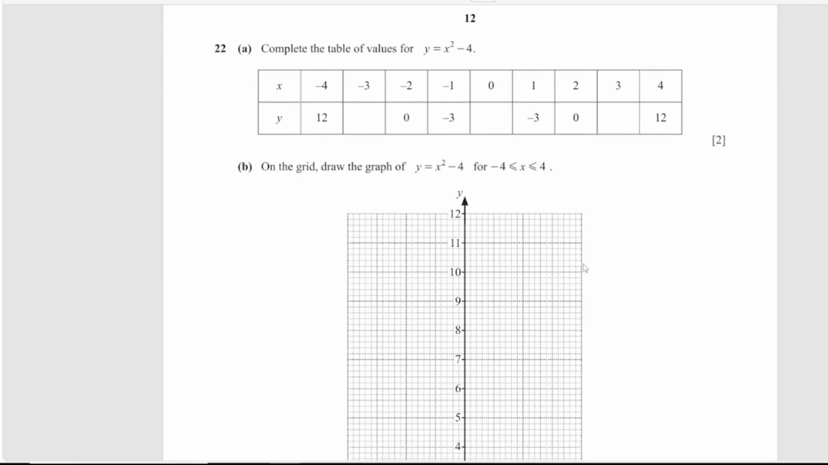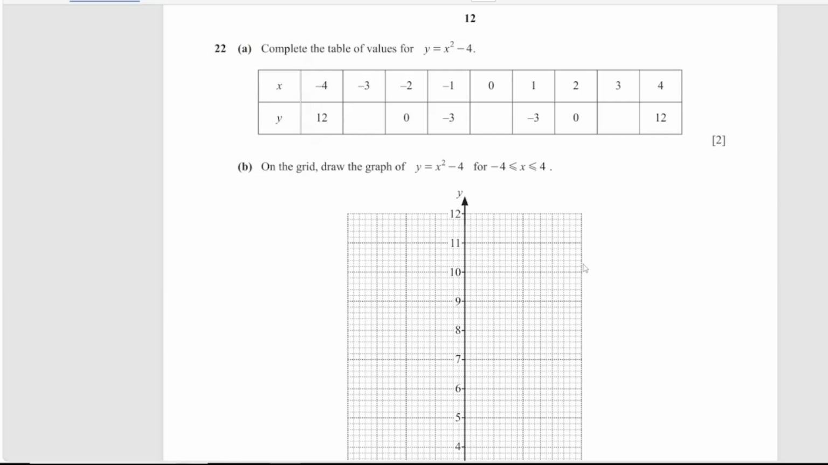Complete the table of values for y equals x squared minus 4. So this is a quadratic, and very easy here. We just need to substitute the values whose y values are missing. First, when x is equal to negative 3, substitute into this equation to find your y value.